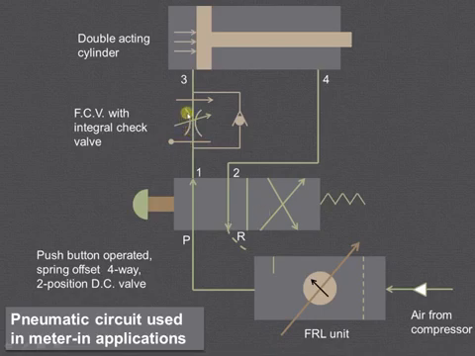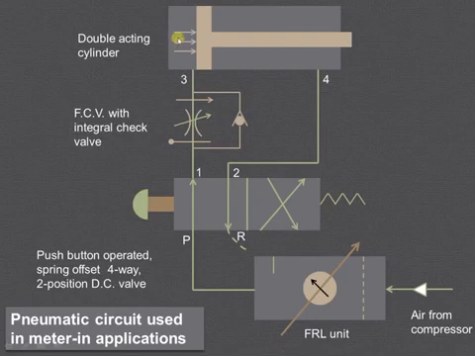Then we have the flow control valve, as you can see over here, with the restricted opening, and it can be variable also as shown by this particular arrow, and it is integral with the check valve as shown over here. This arrow indicates that it is pressure compensated and this is temperature compensated. So it is a pressure and temperature compensated flow control valve with the integral check valve.